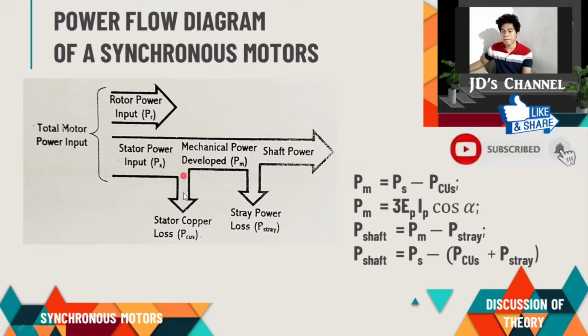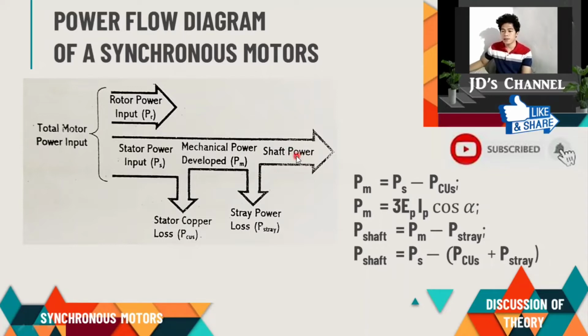And then nakakaroon siya dito ng loss, which is yung ating tinatawag na stator copper loss, PCUS. Then this part is the mechanical power developed, which is PM. And then after nito, meron pa ring losses dito. That is the stray loss, or stray power loss. Ayan, and then dito naman sa dulo is yung ating shaft power.